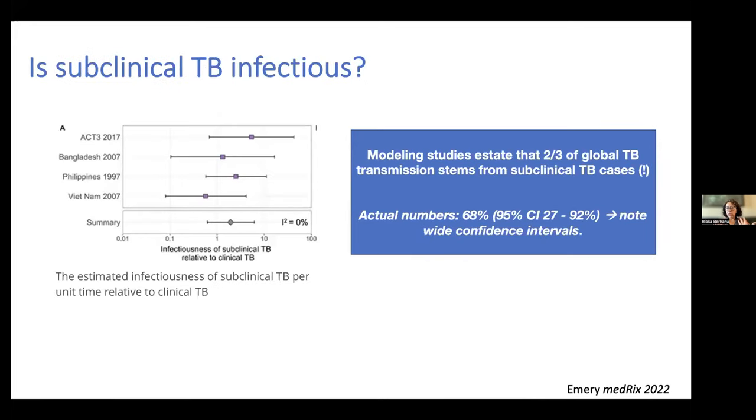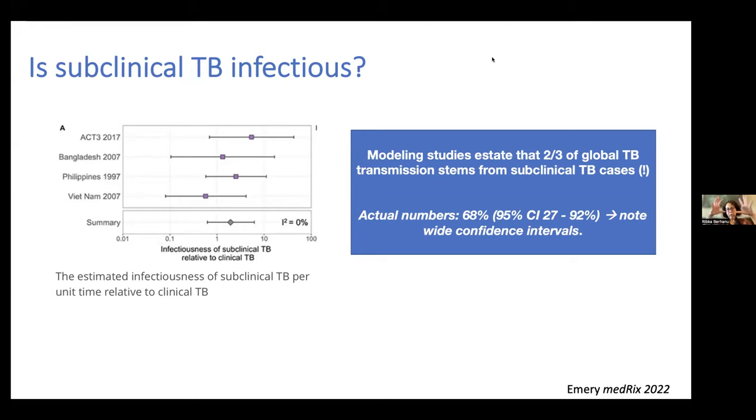So then of course the next question is, is it infectious? And how would we even know? Again, we go back to prevalence surveys, which is where a lot of our information about subclinical TB comes from. In this review, which is not yet published, it's a preprint in MedRxiv, they looked at the prevalence surveys that were tied to household case finding. In these four studies, ACT3 in Vietnam was a clinical trial, not a prevalence survey, and the other three were prevalence surveys in Bangladesh, Philippines, and Vietnam.